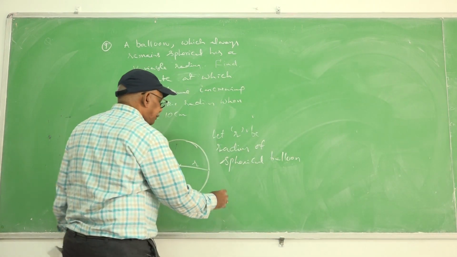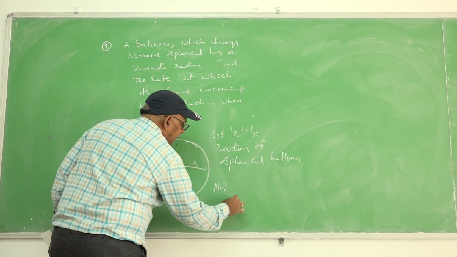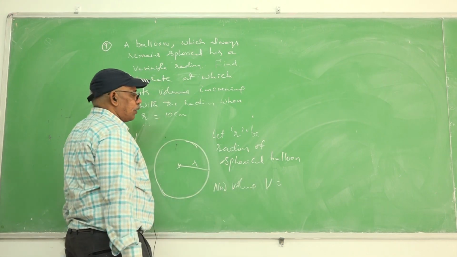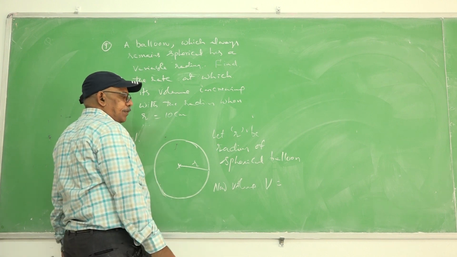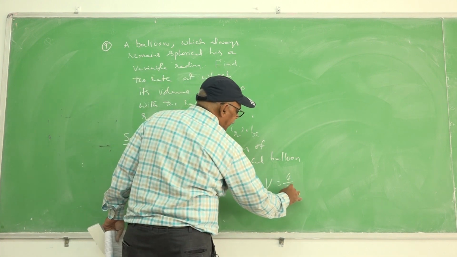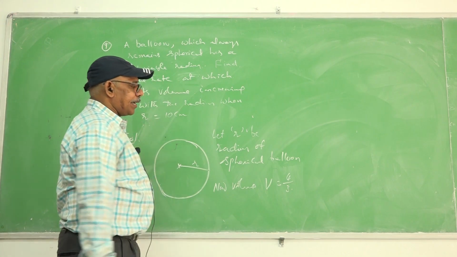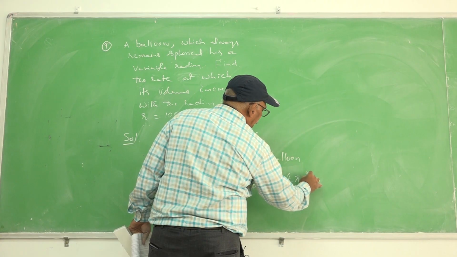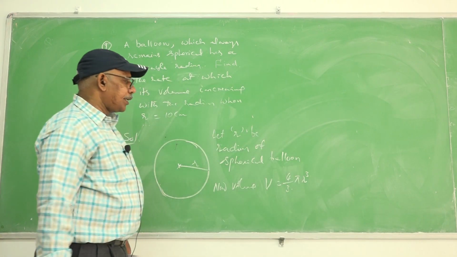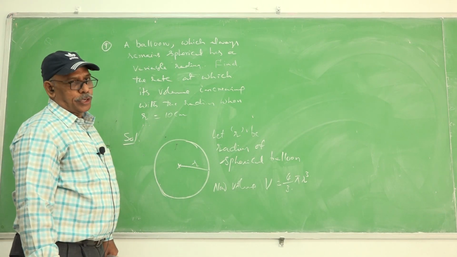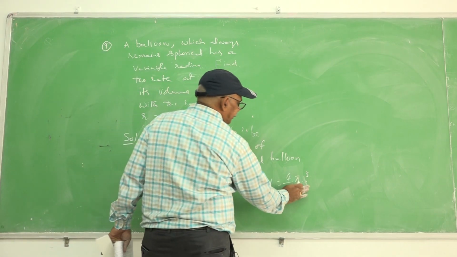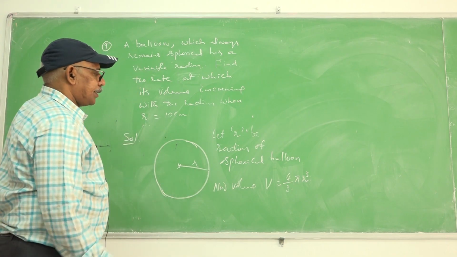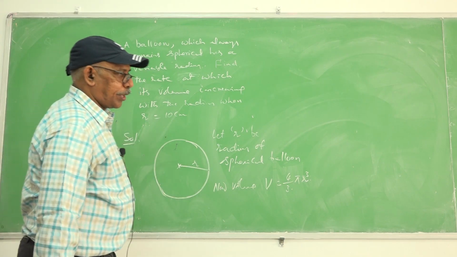Now volume. The volume of the balloon is given by the volume of a sphere having radius r. So V is given by 4/3 pi r cube. The volume of the sphere is 4/3 pi r cube.